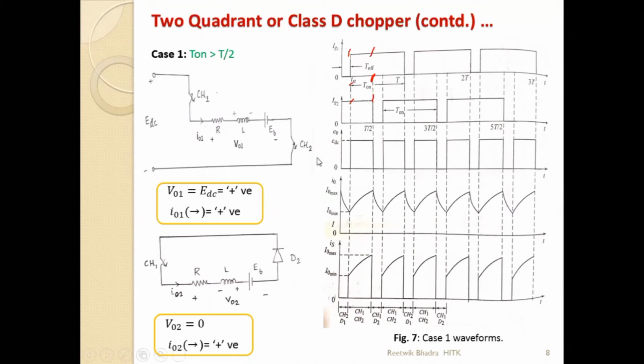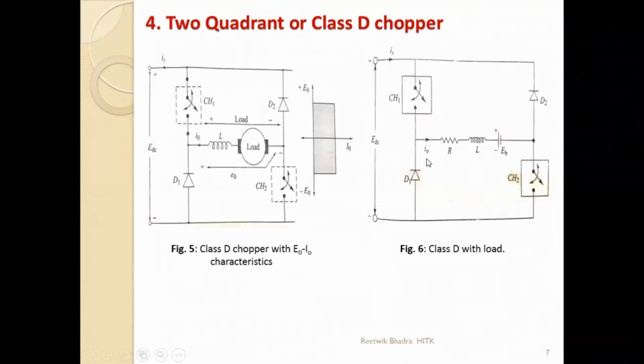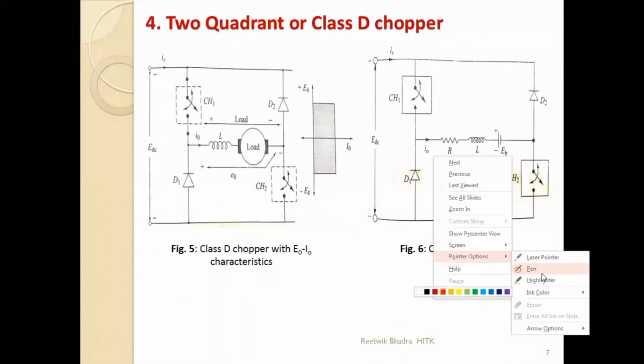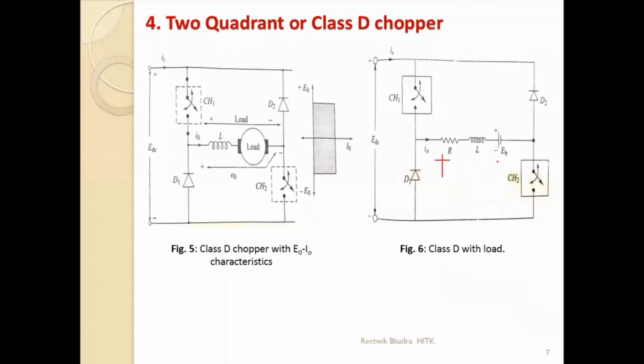So when CH1 and CH2 are on, the inductor will charge, and we should see the current direction. I0 is in this direction. So if it is in this direction, this side will be plus and this side will be minus V0. This is the polarity of the positive output voltage. If opposite polarity comes, then it will be negative, and I0 is positive in this direction only.